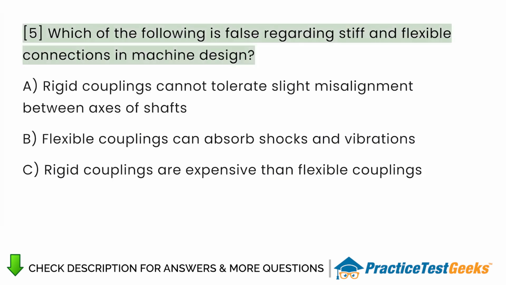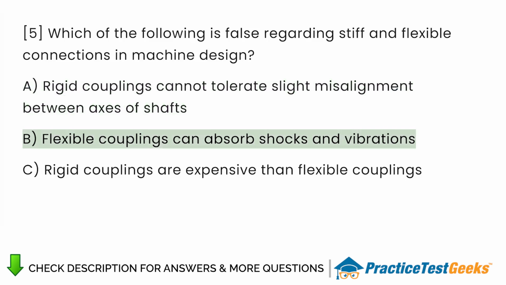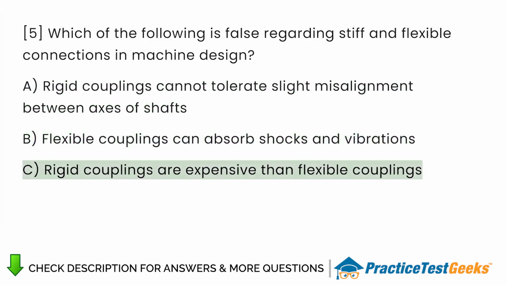Which of the following is false regarding stiff and flexible connections in machine design? A. Rigid couplings cannot tolerate slight misalignment between axes of shafts. B. Flexible couplings can absorb shocks and vibrations. C. Rigid couplings are expensive than flexible couplings.